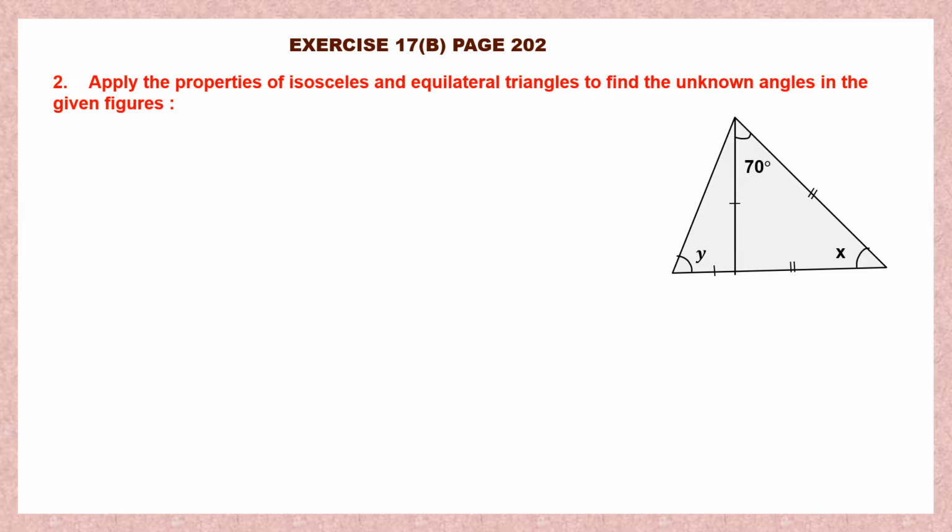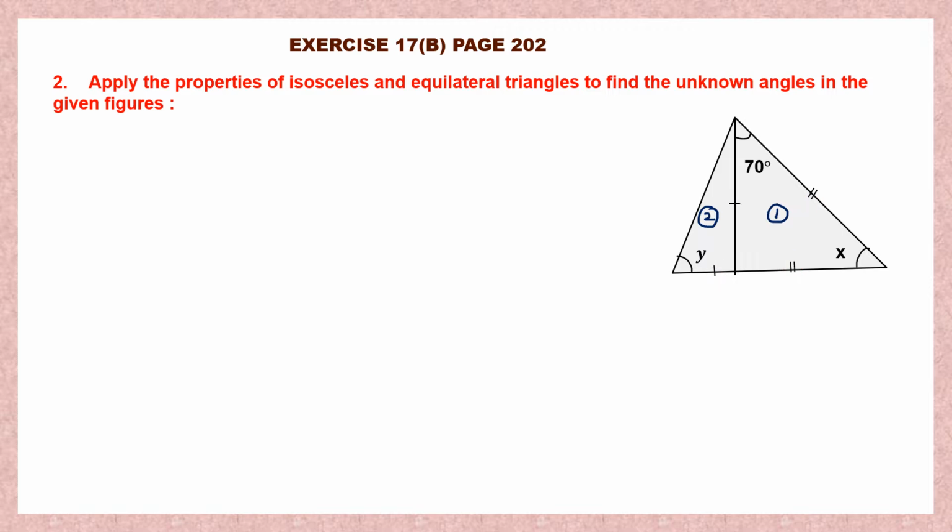So here the unknown angles are x and y, and we are going to use the properties of isosceles triangles here. Because here we have two isosceles triangles. Let this be the first one and this is the second one. As you can see, the markings show that the triangles are isosceles. Triangle 1 is isosceles because there are two equal sides here. Triangle 2 is also isosceles because there are two equal sides.